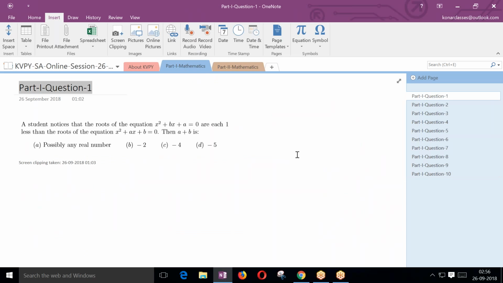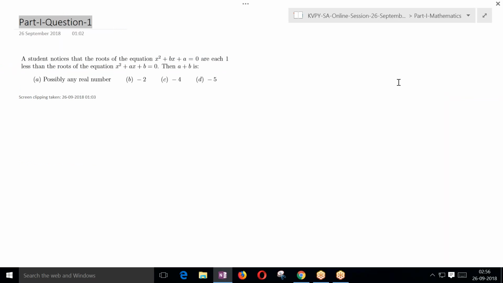If you look into the first question, a student notices that the roots of the equation x square plus bx plus a equal to 0 are each one less than the roots of the equation x square plus ax plus b equal to 0. Under this condition, what is the value of a plus b?